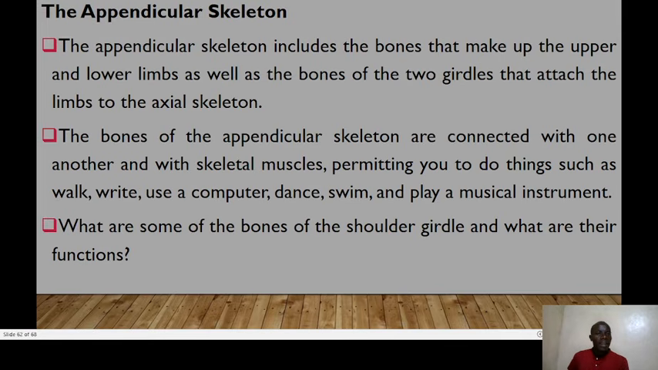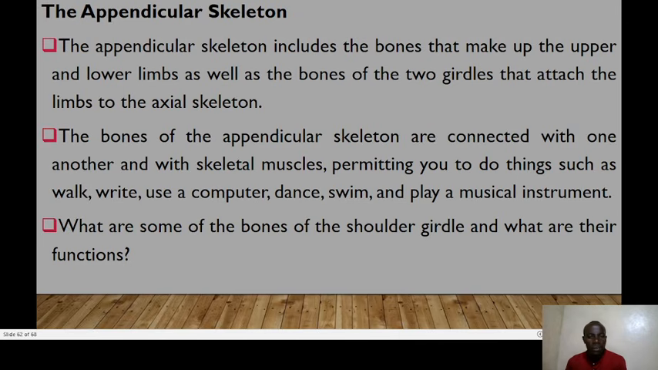Let's now look at the appendicular skeleton. The appendicular skeleton includes bones that make up the upper and lower limbs, as well as the bones of the two girdles that attach limbs to the axial skeleton. The bones of the appendicular skeleton are connected with one another and with the skeletal muscles, permitting you to do things such as writing, walking, use of a computer, dancing, swimming, and playing musical instruments.